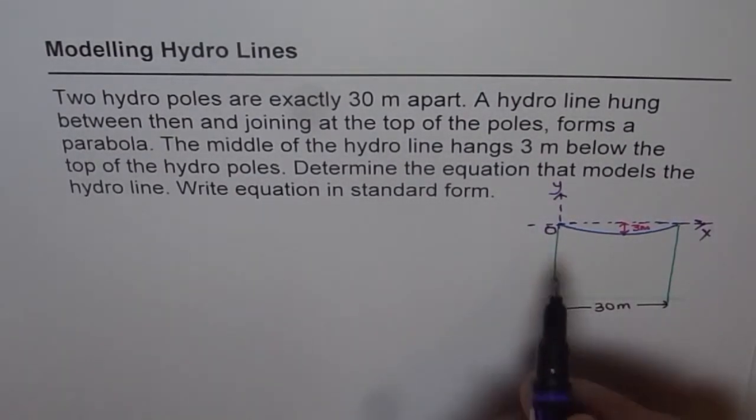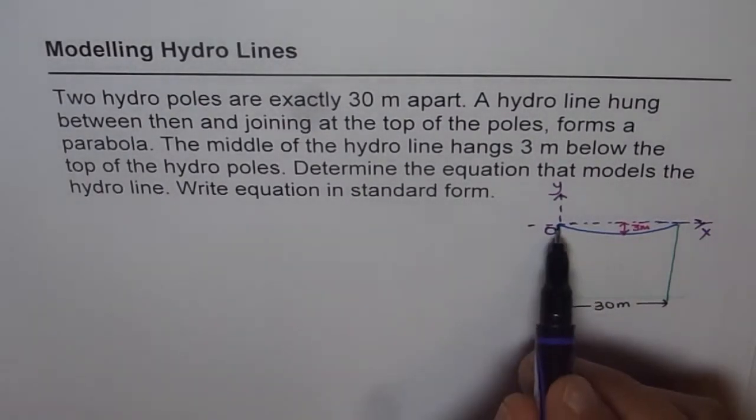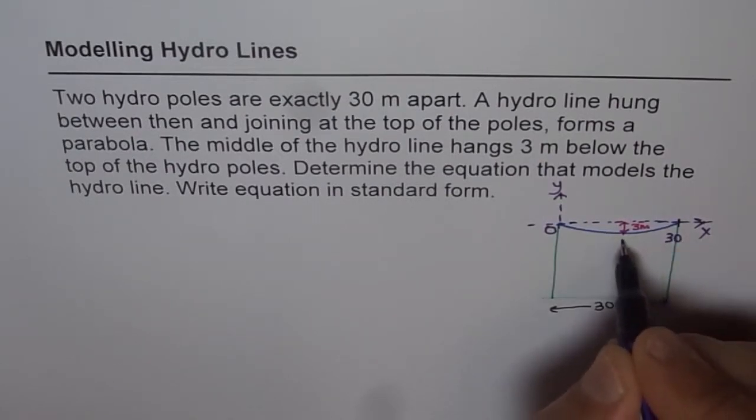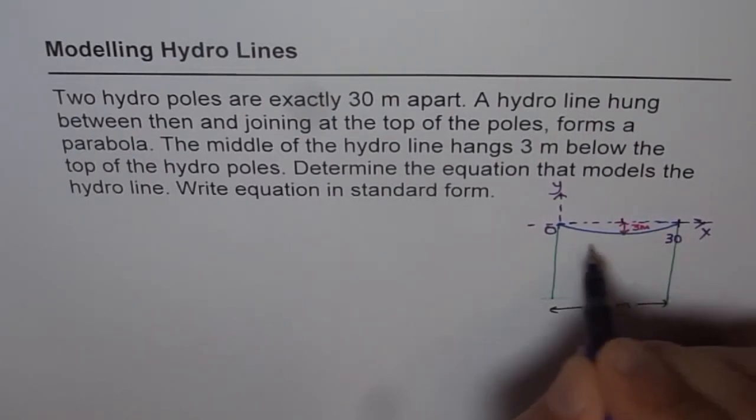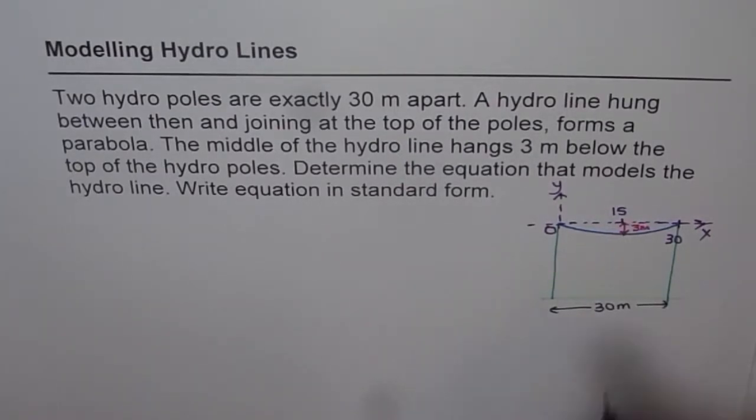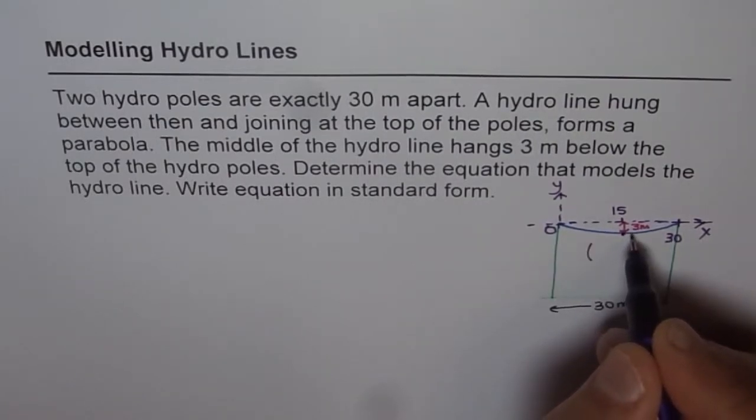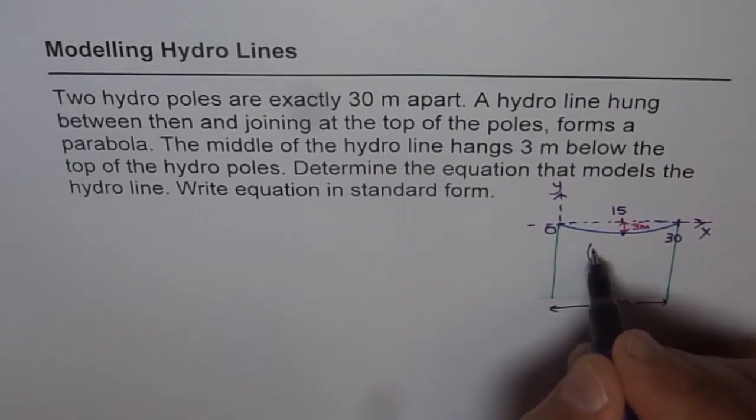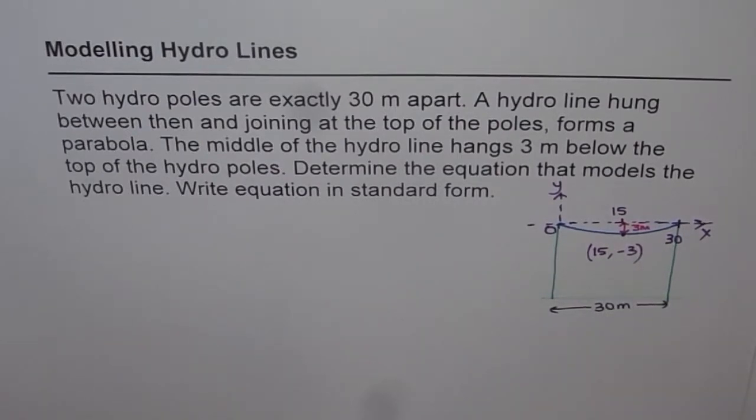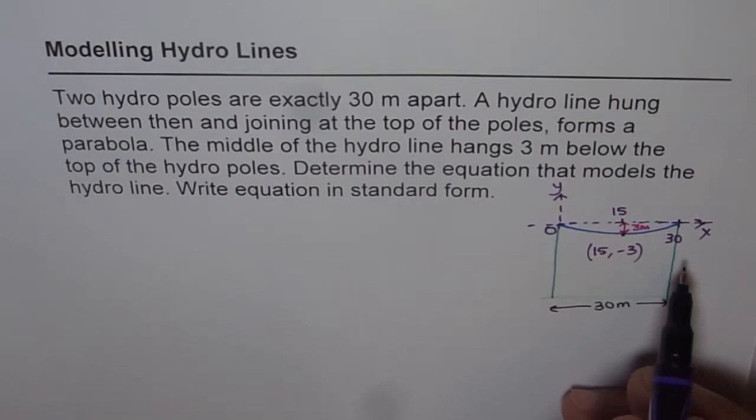Now in this case, if we consider the origin right there, we know this point is at 0 and this point will be at 30 meters, correct? And right in the center, which is half of 30, is 15. So at 15, the point on the parabola is actually 3 meters down. So we can say this point is (15, -3). So that should give us the equation of the parabola, right?